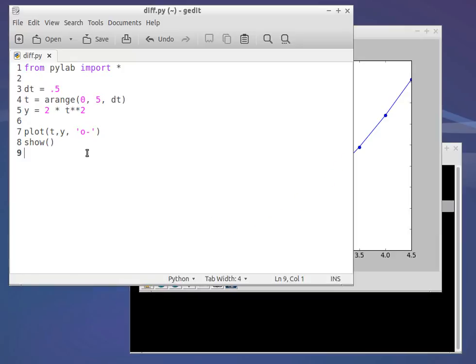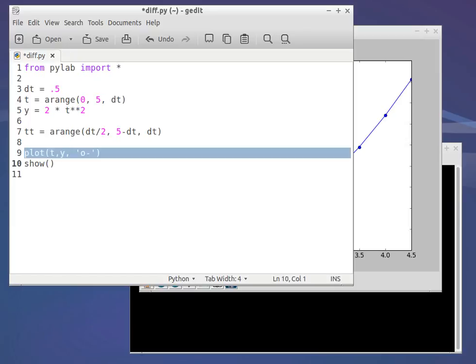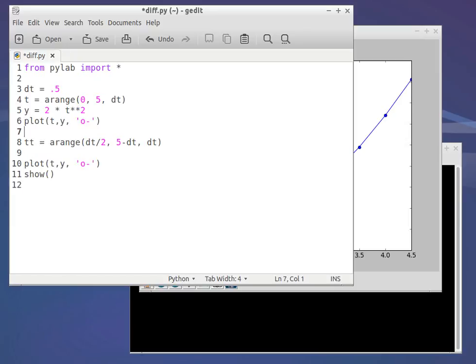So let us make another array that is going to show the midpoints. That means we have to start dt by 2, that is 0.25, and we go only up to the last midpoint, and now you have to plot this also, like that, and plot these, say so dt.